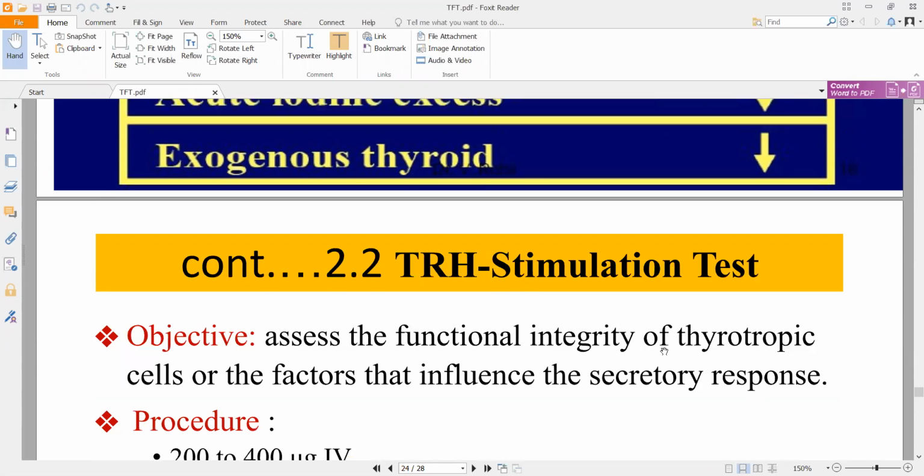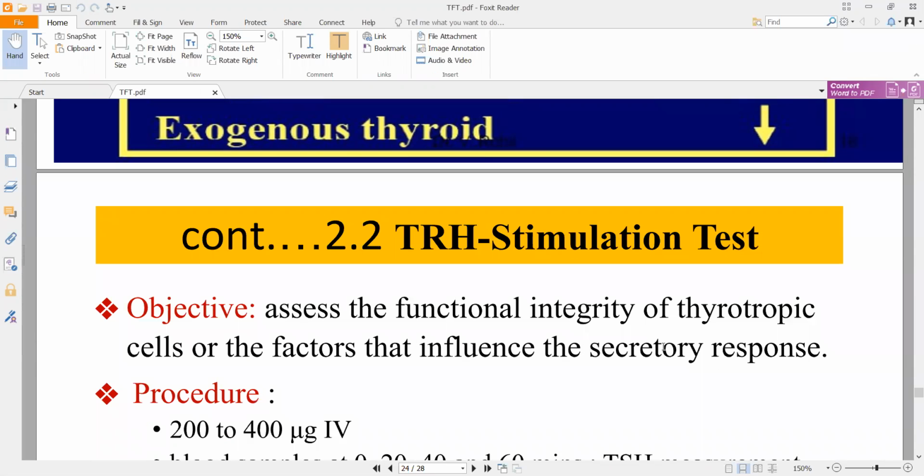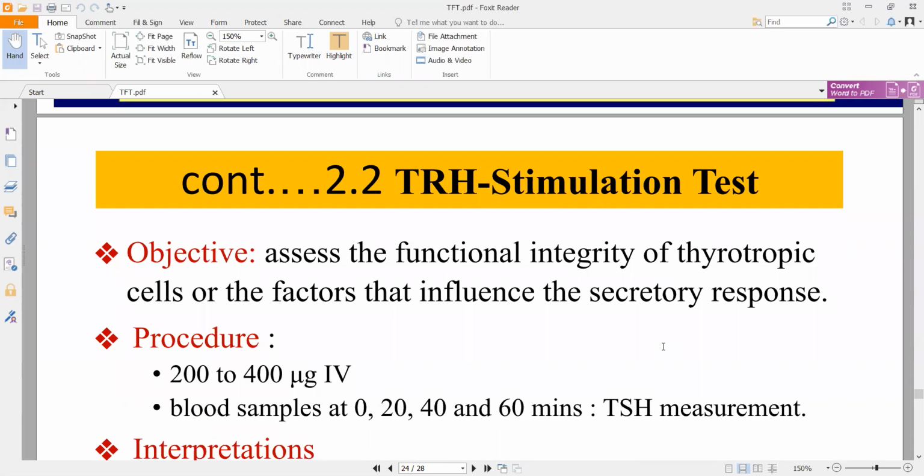Right. Coming to the TRH stimulation test, what do you do in this? The objective is to assess the functional integrity of your thyrotropic cells. Thyrotropic cells are the cells that respond to TRH. If you remember, the hypothalamus secretes TRH. TRH will go to your pituitary. The pituitary releases TSH. TSH will go to your thyroid gland. The thyroid gland releases T3, T4. Here you are assessing the integrity of thyrotropic cells or the factors that influence the secretion.